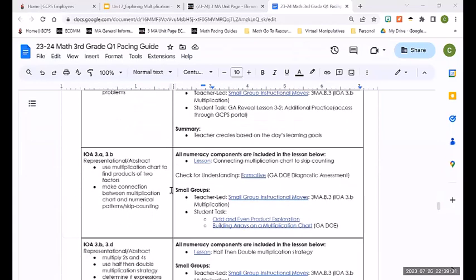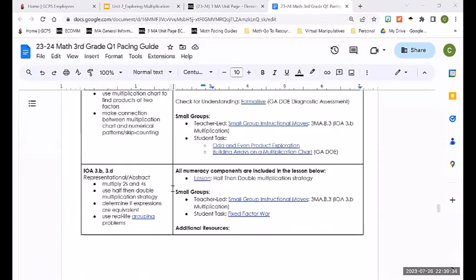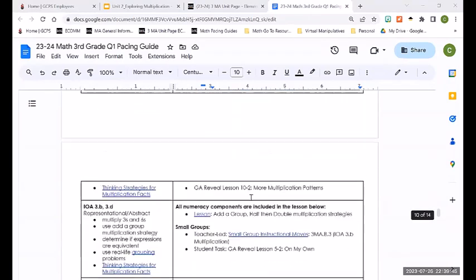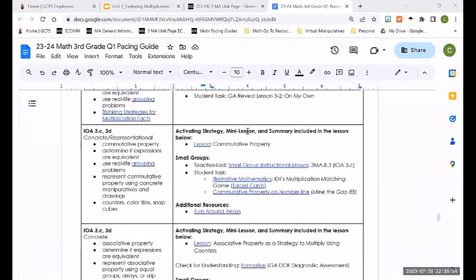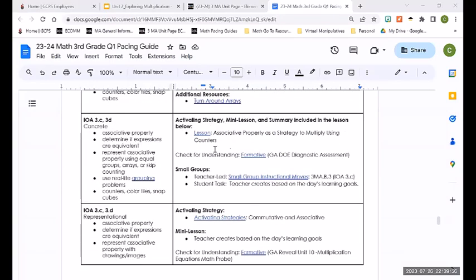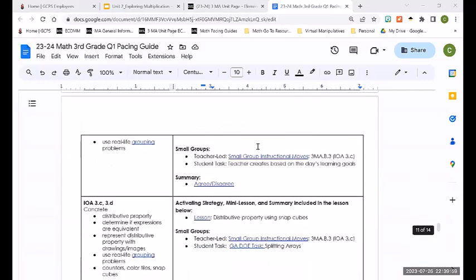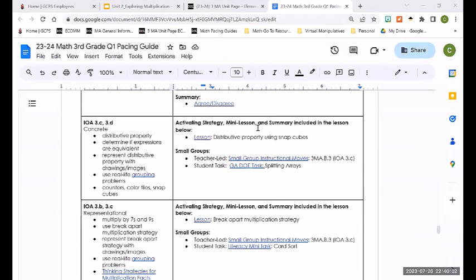You will also notice on the pacing guide, there are specific lessons that teach multiplication thinking strategies. For example, here's a lesson on the half then double strategy, as well as a lesson on the add a group multiplication strategy. Students will also explore the commutative property, the associative property, and the distributive property. These properties support the development of fact fluency with our students.